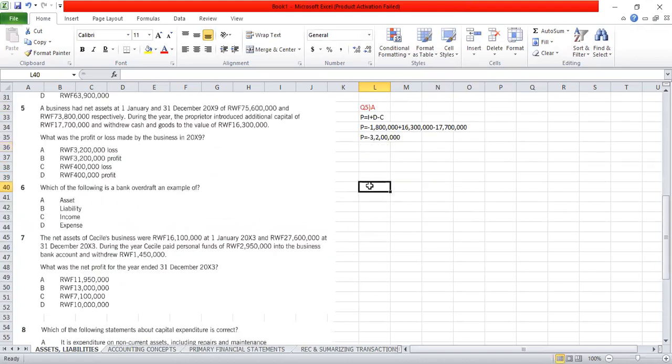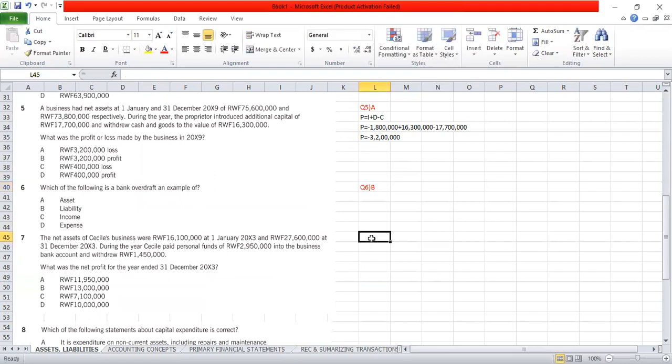Question 6. A bank overdraft is an example of which of the following? A bank overdraft is an example of an asset? No. A liability. Yes, it is a liability.